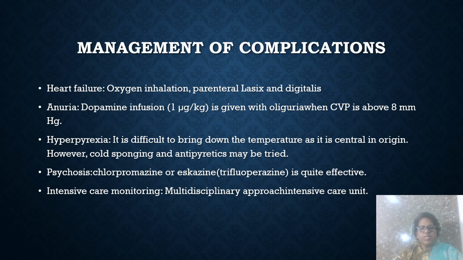Management of complications will continue. Heart failure is another complication. Oxygen inhalation, parenteral Lasix and digitalis should be given. Then anuria, another complication. Dopamine infusion 1 microgram per kg is given with oliguria when CVP is above 8 mm of Hg. Hyperpyrexia, it is difficult to bring down the temperature as it is central in origin. However, cold sponging and antipyretics may be tried.